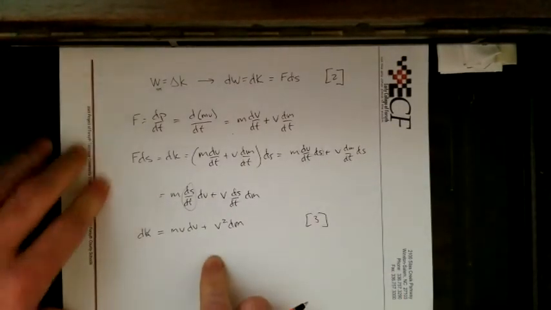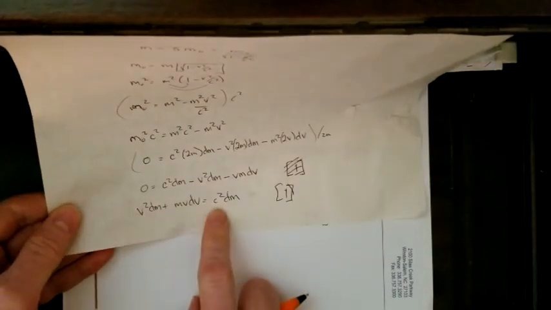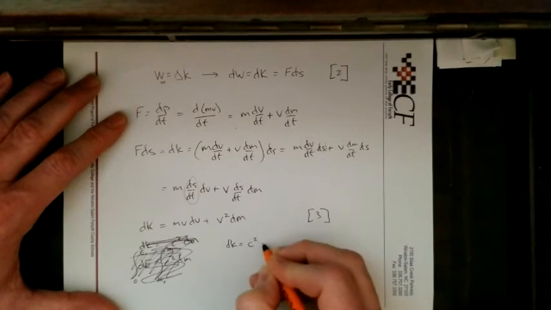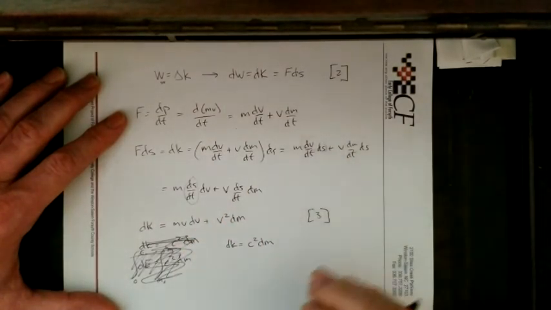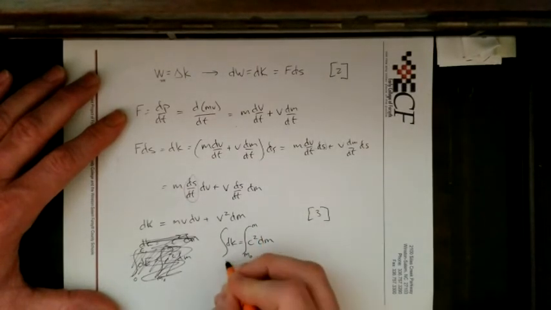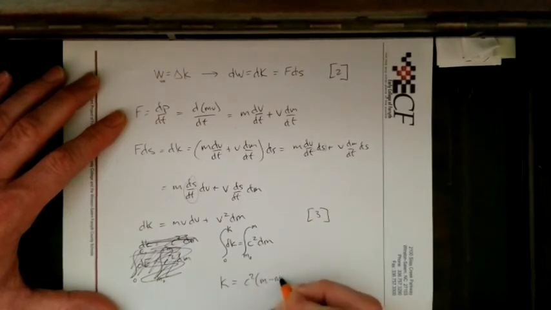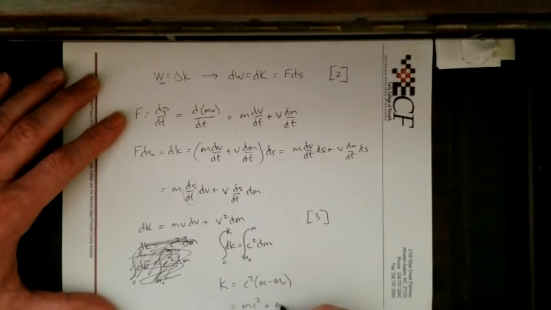So now if we bring in equation 1, this mv dv and v squared dm, we already figured that out. That's c squared dm. So therefore, dK is equal to c squared dm. If we take this object and we start it at rest and we apply this force to it to get it accelerating, we're basically integrating. This is going from its rest mass to whatever the mass ends up being. dK goes from 0 to K. And so my kinetic energy is equal to c squared times m minus m sub naught, which is mc squared minus m naught c squared.